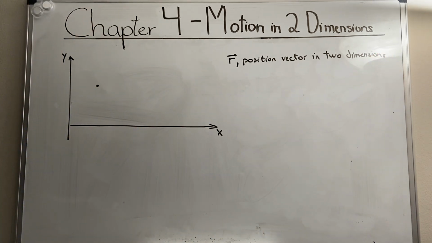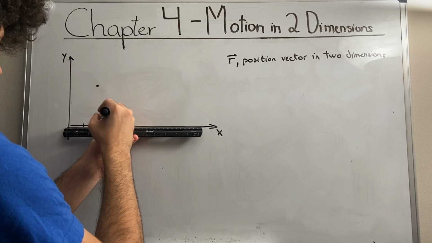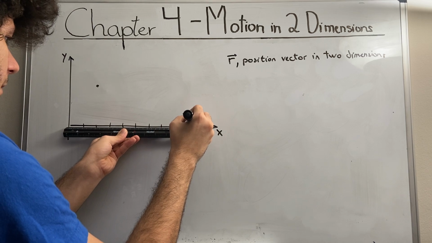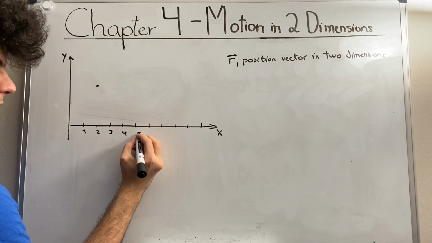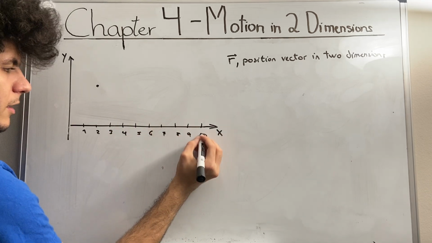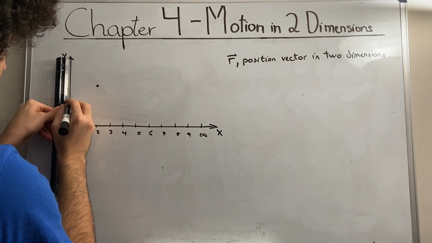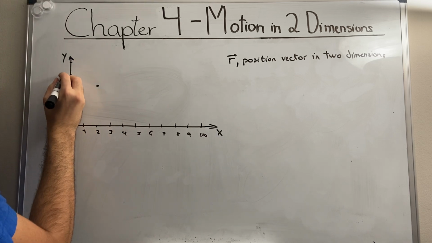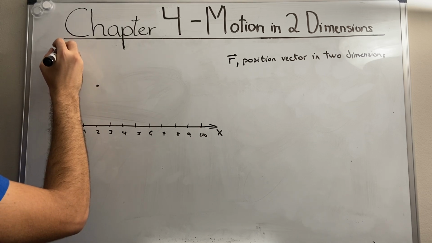All right, and so if we were using a scaled x-axis and y-axis, like this, we have 1, 2, 3, 4, 5, 6, 7, 8, 9, 10. And here we have 1, 2, 3, 4, 5. And then the y-axis title is over here.